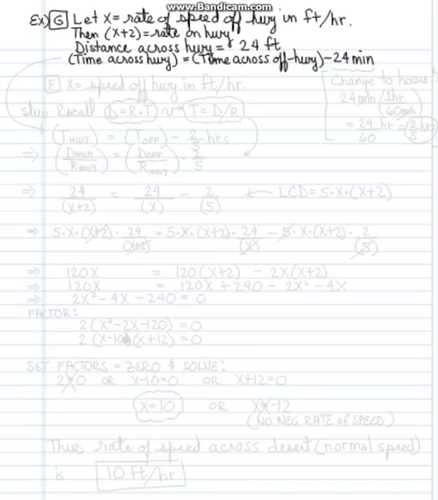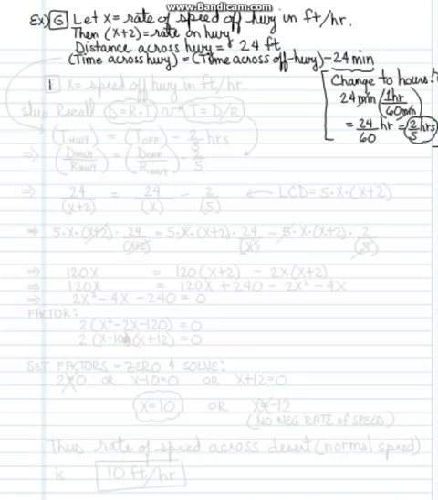It's faster. Now, I notice that the units are in feet per hour, so we need to change this to hours. And we do that with 24 minutes times 1 hour over 60 minutes. You multiply that, the minutes will cancel, and that's 24 over 60 hours, and that's the same as 2/5 hours. So we'll be removing 24 minutes and putting in 2/5 hours.